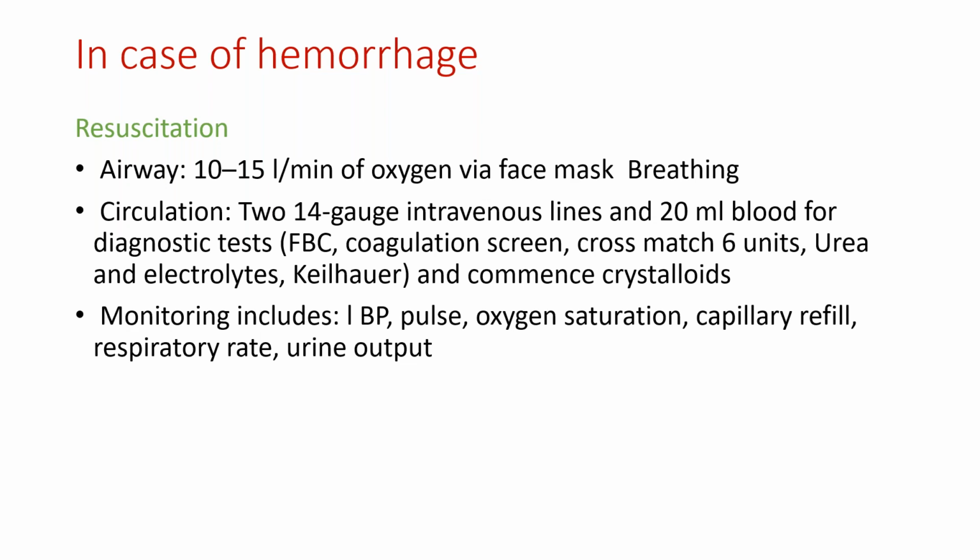So if in a kind of shock or severe hemorrhage, 1 liter of the fluid should go within 1 hour, to resuscitate or to correct the hypovolemia, and then you can give 125 ml per hour. Then other monitoring which is required, you should keep that patient on monitors for continuous BP monitoring, pulse, oxygen saturation, respiratory rate, and urine output. Catheterize the patient immediately to see the urine output.